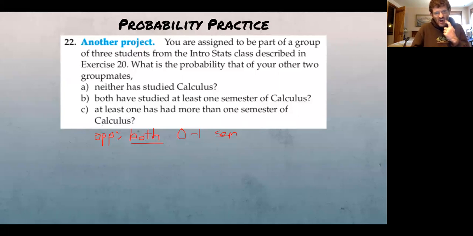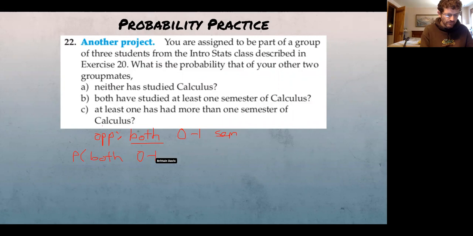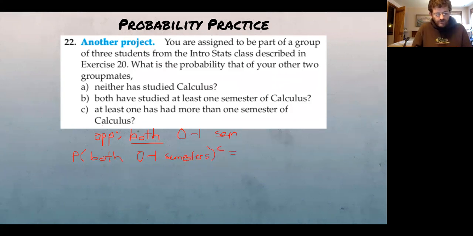And if I can find that probability, then I can just do the complement of that. So I'm going to do the probability that both have taken 0 or 1 semesters, complement, and that equals the probability that at least one of them has taken more than 1 semester. Again, we're going to look at more examples like this. That's why I told you this last one is the real mind bender.